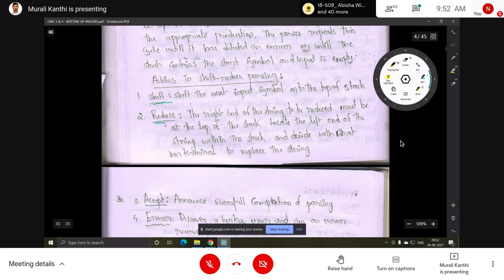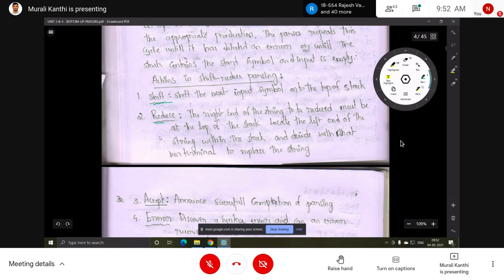Reduce: the right end of the string to be reduced must be at the top of the stack. Locate the left end of the string within the stack and decide with what non-terminal to replace the string. In the introduction, I told you about the handle. We have to find the handle in the stack, and that handle can be replaced by a non-terminal. That means remove this handle from the stack and place the corresponding non-terminal onto the stack. That is nothing but reduce.